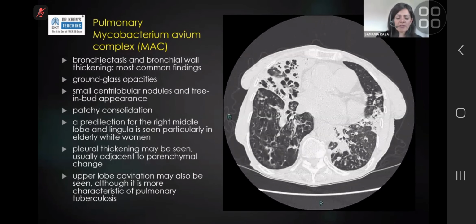Pleural disease isn't that much of an issue with NTM infection as it is with TB. So if you see very prominent pleural thickening or pleural disease in somebody who looks like that, you have to think more along the lines of TB rather than NTM. Patchy consolidation can be equally common in both. Centrilobular nodules, equally common in both. The distribution involving the middle lobe and lingula is quite specific for NTM rather than TB.